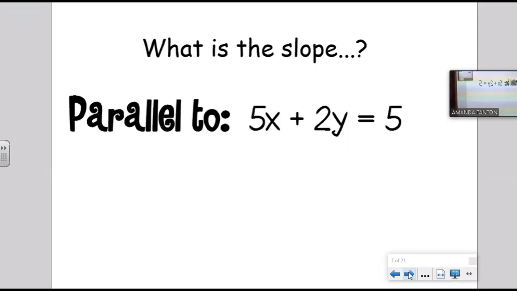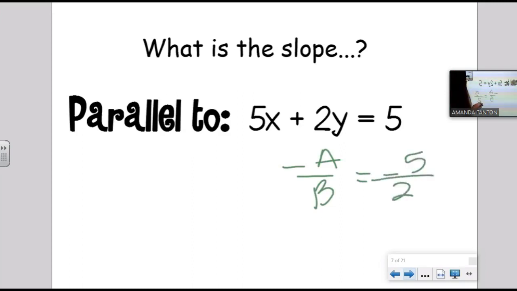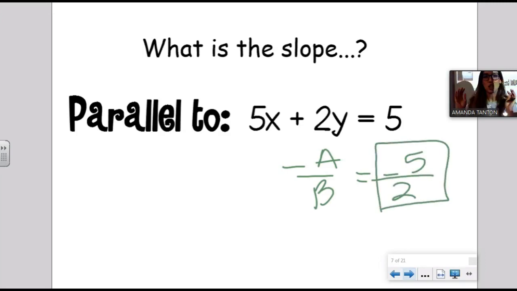What is the slope of a line parallel to 5x plus 2y equals 5? I'm going to use my little trick, but you're welcome to solve for y. So the slope of this line right here is negative a over b. The cool part is, you're done. You don't do anything. You don't change it to positive. You don't reduce it because it can't be reduced. You don't do anything if you want to be parallel. Parallel lines have equal, exact, copy, paste slopes. So what is the answer? Negative 5/2. I don't do anything to the slope of that line I was given.